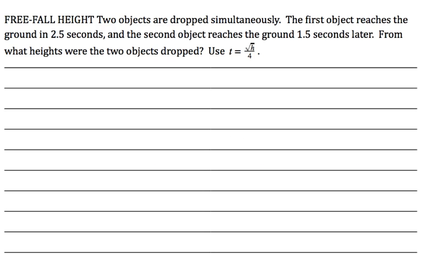Alright. Free fall height. Two objects are dropped simultaneously, meaning they're being dropped at the same time, but not necessarily, based on that sentence, from the same height. The first object reaches the ground in 2.5 seconds, and the second object reaches the ground 1.5 seconds later. From what heights were the two objects dropped?